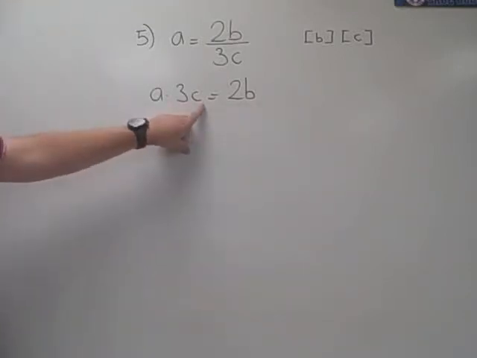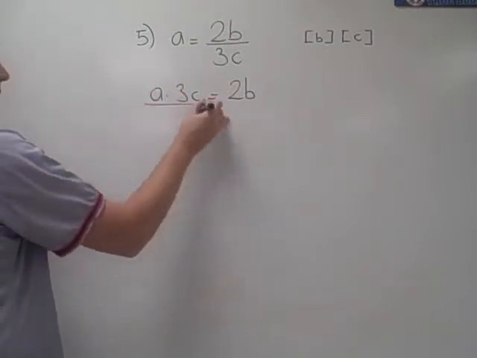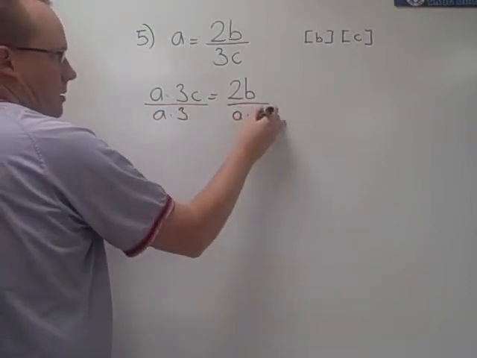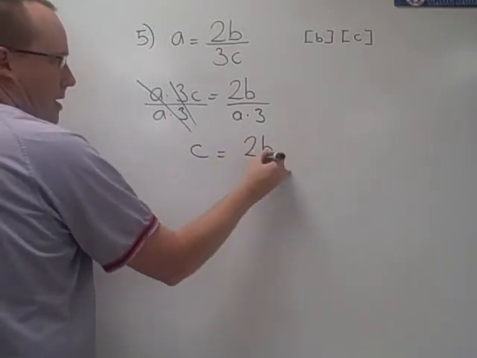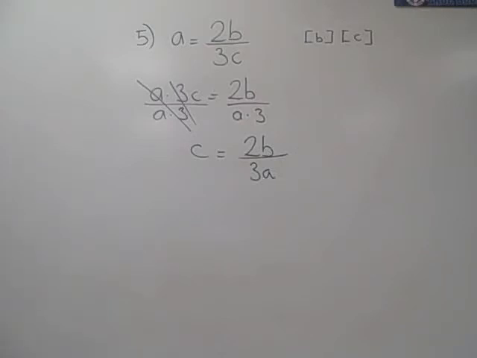So what am I doing to c? Well, I'm multiplying it by 3 and I'm multiplying it by a. What's the inverse of that? Well, to divide by a and 3. So that would cancel, and I just get left with c, and then a times 3. We can just change the order using the commutative rule and write it as 2b divided by 3a.